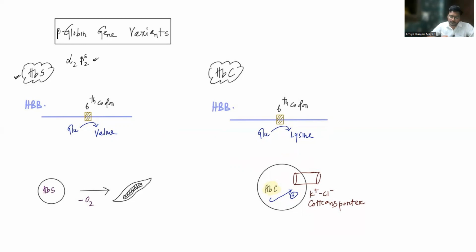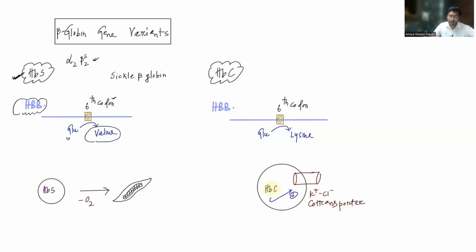So how is this beta S produced? If you take the beta globin gene, at the 6th codon there will be a change. What is that change? The glutamate in the 6th codon will be converted to valine. So glutamate will go, valine will come. So at the 6th codon of the beta globin gene, the glutamate will be replaced by valine. This will produce the beta S or sickle beta globin. S for sickle. So they will make this sickle beta globin, and ultimately they will produce HbS, that is the sickled hemoglobin, HbS.